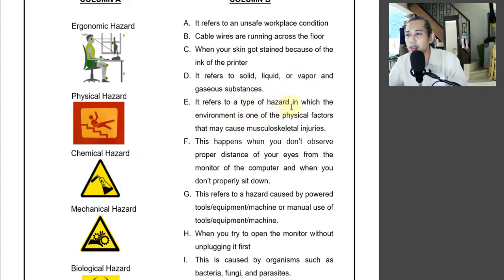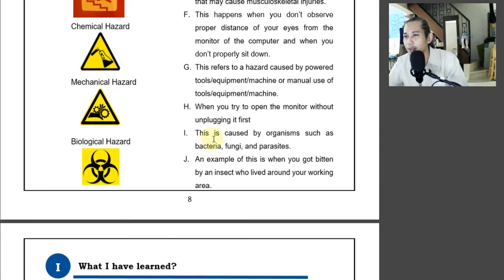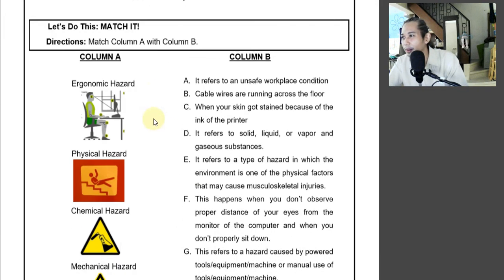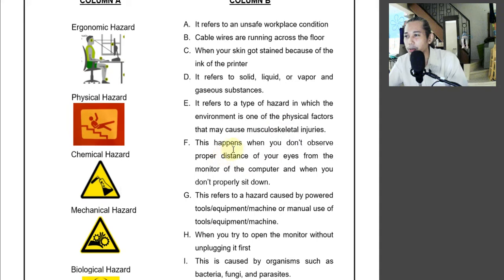It refers to the type of hazard, an environmental physical factor that may cause muscular injuries, musculoskeletal injuries pala, sorry. So, we call that an ergonomic hazard. It happens when you don't observe the proper distance of the eyes from the monitor and don't sit down properly. So, maling paraan ng position ng pagtatrabaho, we call that an ergonomic hazard.